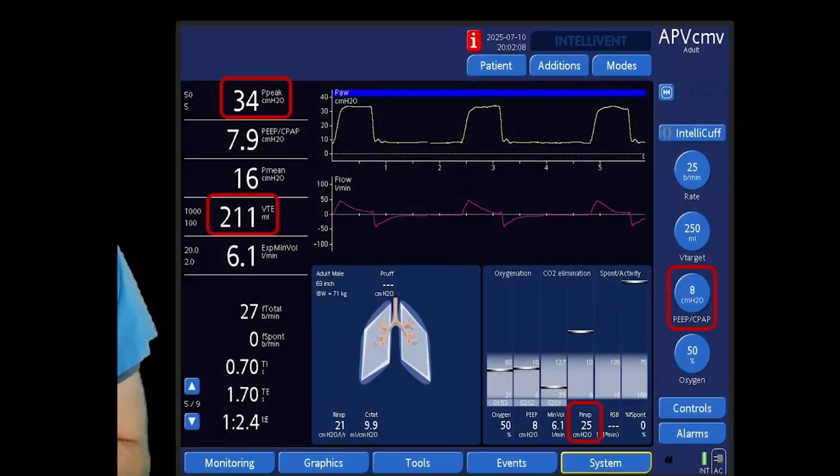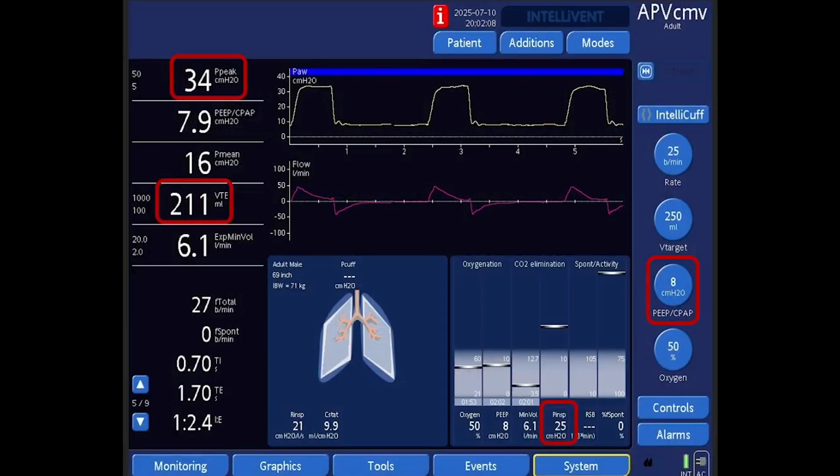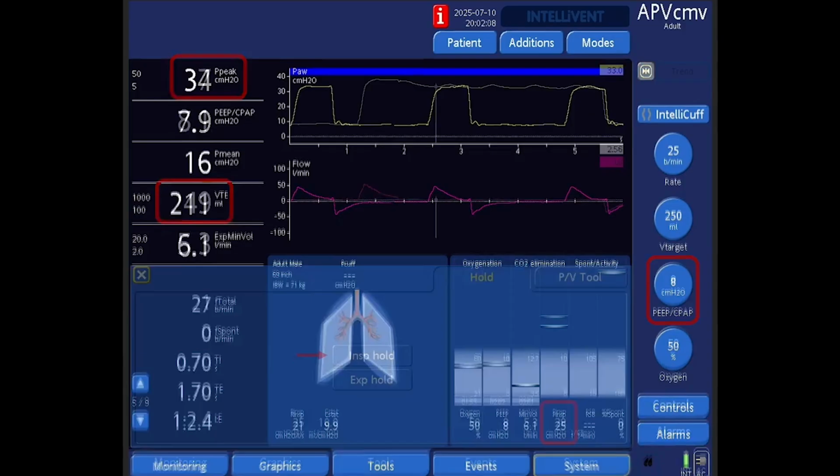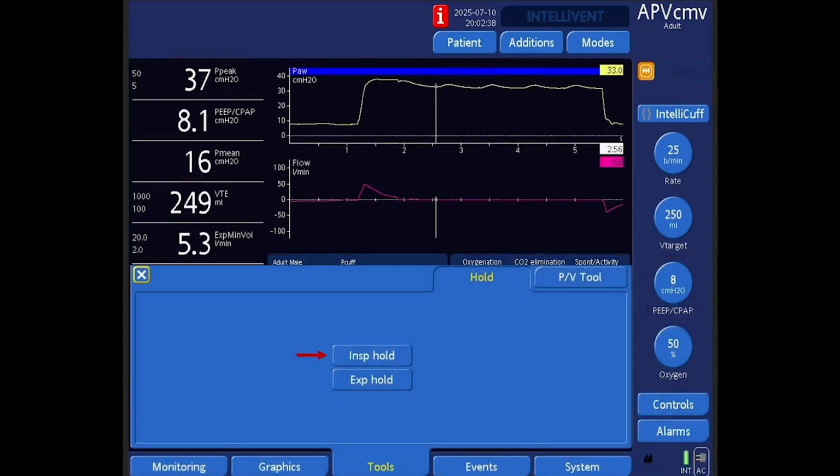In case number 1, we see that this patient, ventilated on APV, is requiring 25 centimeters of water above PEEP to get quite small tidal volumes in the 200 cc range. We then ask ourselves the question, is she needing this much support because of a lot of pressure being used to overcome the resistive load of the airways, or a lot of pressure being used to overcome the elastic load of the lung and chest wall? We click on the Tools option and perform an inspiratory hold.